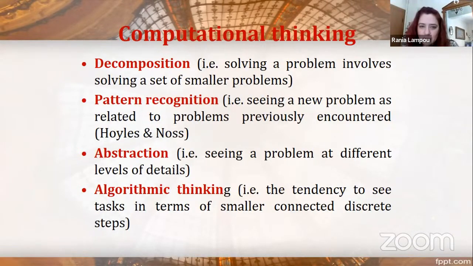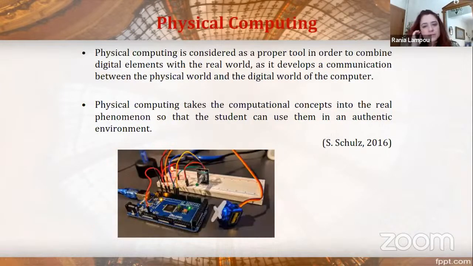So, when we talk about computational thinking, it has components: decomposition, how to solve a problem by solving a set of smaller problems, pattern recognition, abstraction, and algorithmic thinking. At the same time, physical computing is very important. Why physical computing? Physical computing is the best tool to combine digital elements with the real world. For instance, when we ask students to use Arduino in the classroom to take measurements of humidity or pressure in order to solve a problem, this combines the digital world with the physical world.